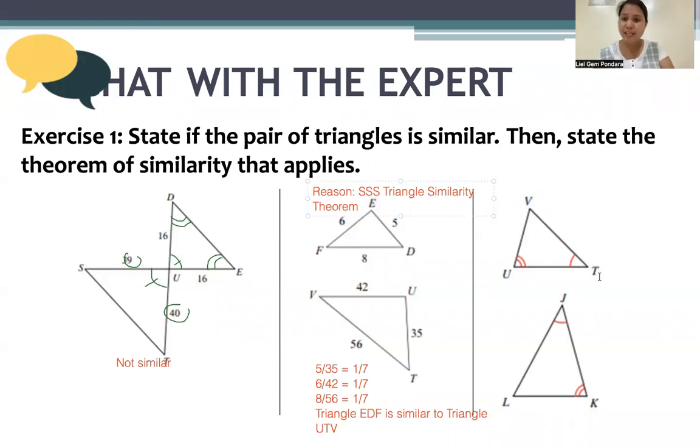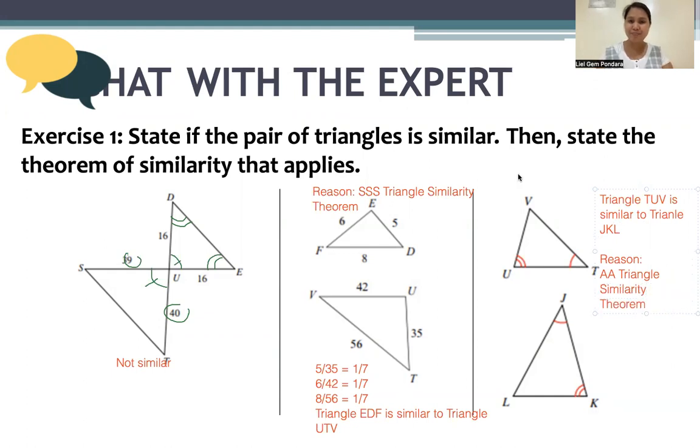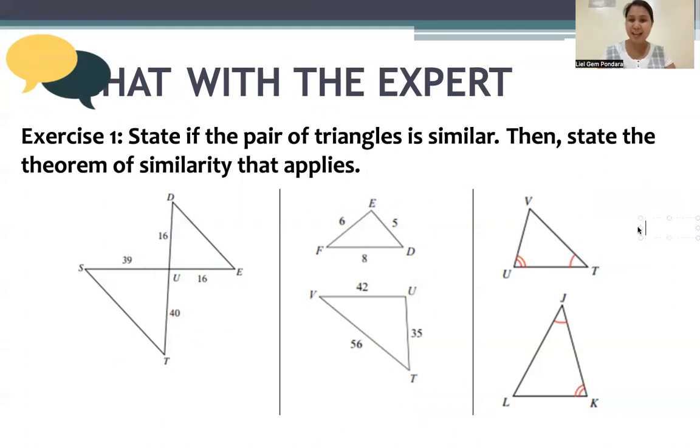We have angle T is congruent to angle J. Angle K is congruent to angle U. So we say that 2 triangles are similar. So triangle TUV is similar to triangle JKL. And our reason is the AAA Triangle Similarity Theorem. That's it. Now, we'll go to the next exercise.